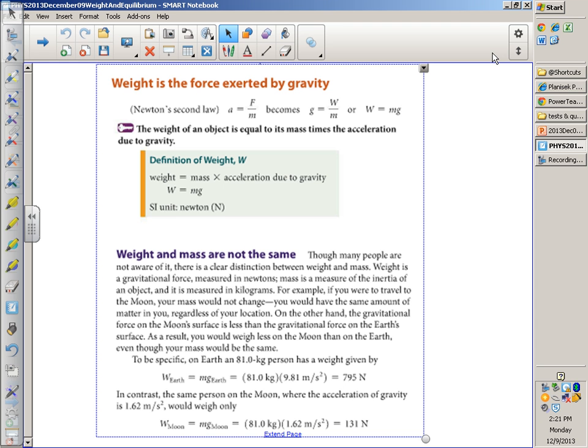So, as I mentioned to you guys earlier, the next section of chapter 5 deals a lot with applications of things that we talked about in the previous section. Things like force and net force and acceleration and mass and inertia and Newton's second law, how all these things are related. The first part of section 5.2 deals with gravity.